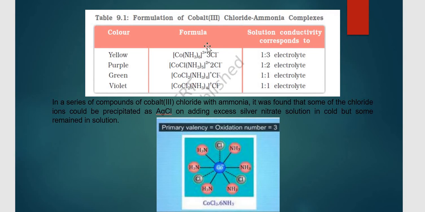Now, here it is chloride, but if it is sulfate, then the test that we do to detect the ion is we add barium chloride, and if we get a white precipitate of barium sulfate, this proves that sulfate is outside the bracket.